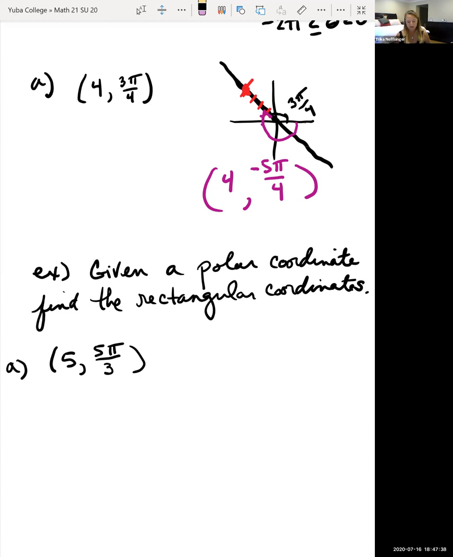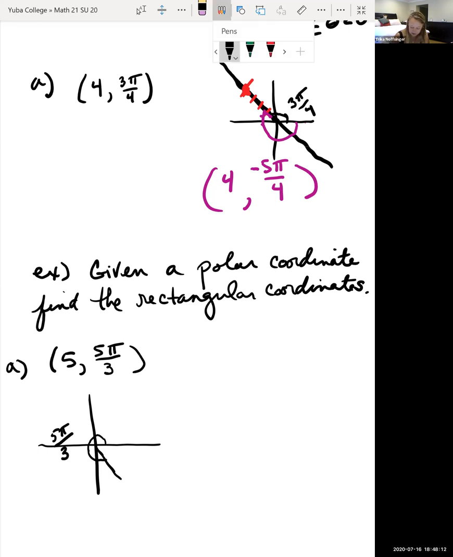Okay, so I have to locate where 5 pi thirds is. I notice that this is almost 2 pi. If I add a pi thirds here, that would get me up to 6 pi thirds, which is 2 pi. So that tells me I'm going to be falling in my fourth quadrant, with a reference angle pi thirds, which is 60 degrees, so about here. And we're going to go out 5. So let's just count 5: 1, 2, 3, 4, 5.